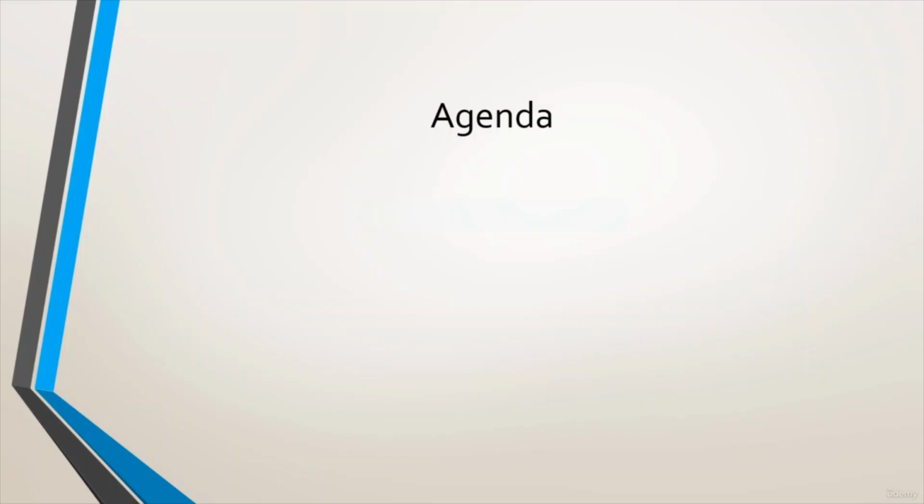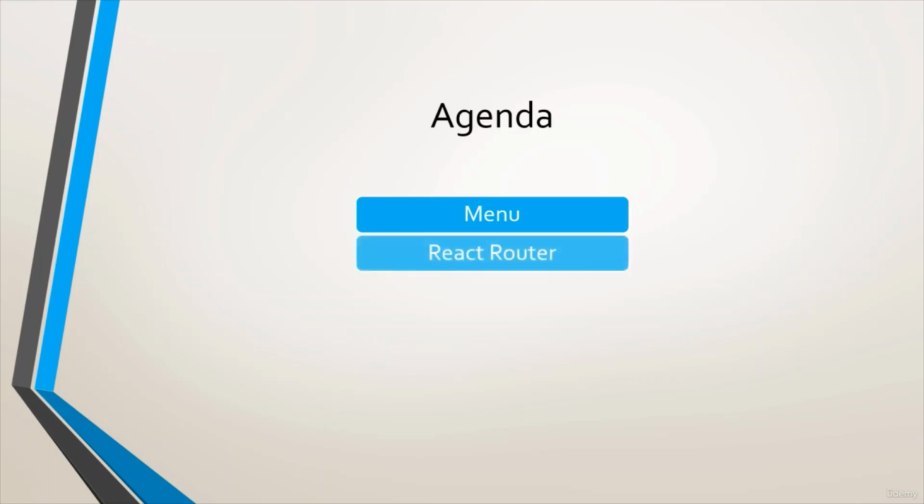module by building our menu component. With this, we will be able to navigate through the different pages of our application. Then, we will install React Router, which is a library that helps us manage routes in a comfortable way. We will also use the NavLink component for navigation links.